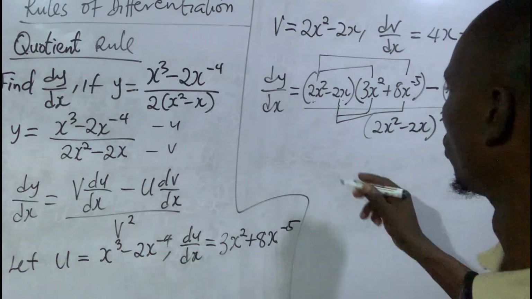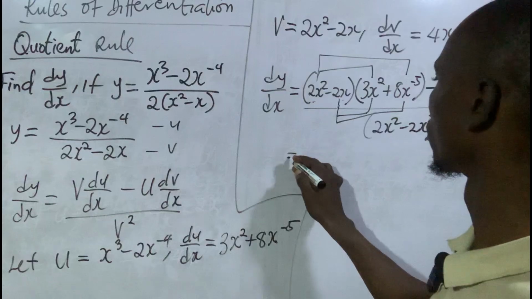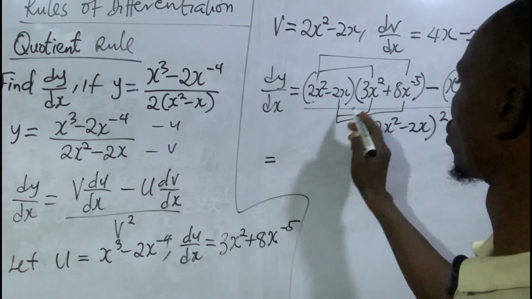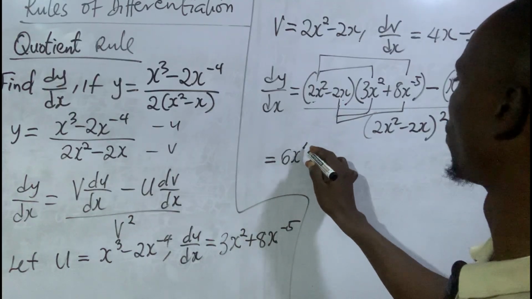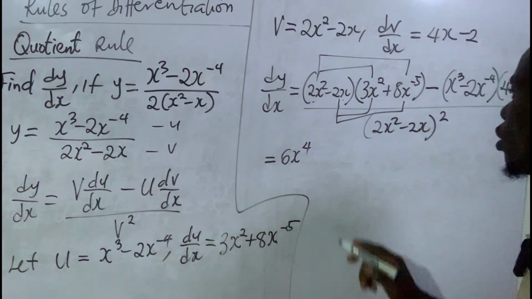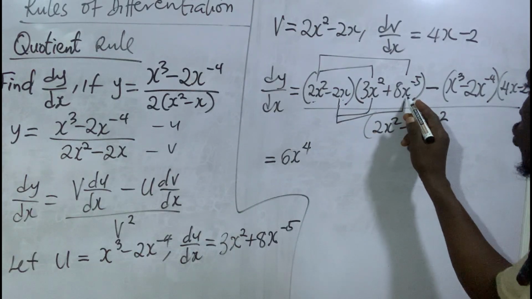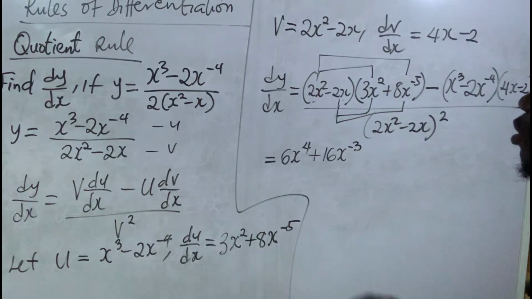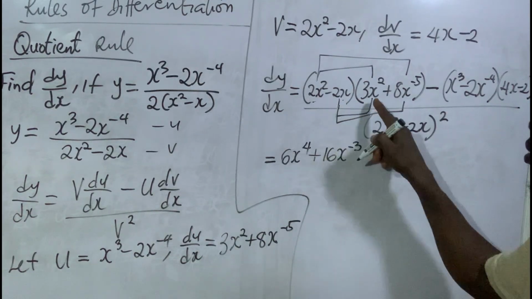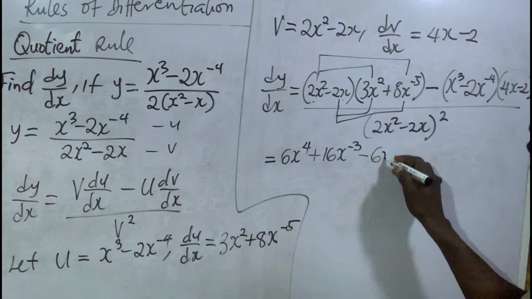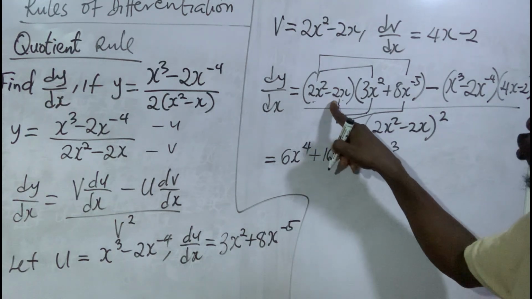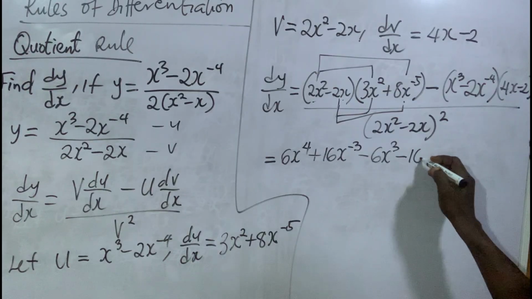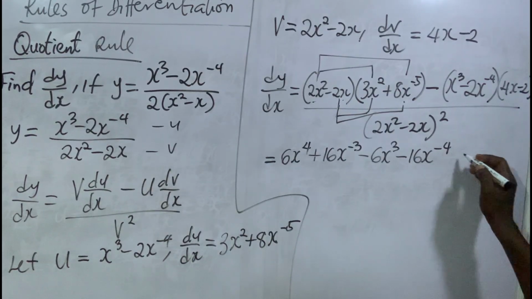So coming back to the question, we have now 2x squared times 3x squared, 6x raised to power 4. You know we got that now. 2x squared times 8x raised to power minus 5. We have plus 16x raised to power minus 3. Minus 2x times 3x squared will give us minus 6x cubed. Minus 2x times 8x raised to power minus 5 will give us minus 16x raised to power minus 4.